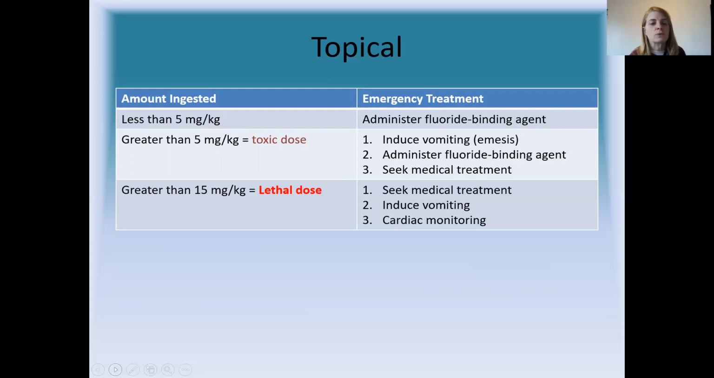So you'd induce vomiting, administer a fluoride binding agent, and seek medical treatment if you knew that it was over 5 milligrams. If it was greater than 15 milligrams, that is a lethal dose for sure in a child, because 0.5 to 1 is the child lethal dose. And the smaller the child, the lower that dose is. For an adult, it's 5 to 10. So the first thing you would do if they got over 15 milligrams is seek medical treatment, induce vomiting, and monitor for cardiac problems, for the coma, convulsion, or cardiac arrhythmias.